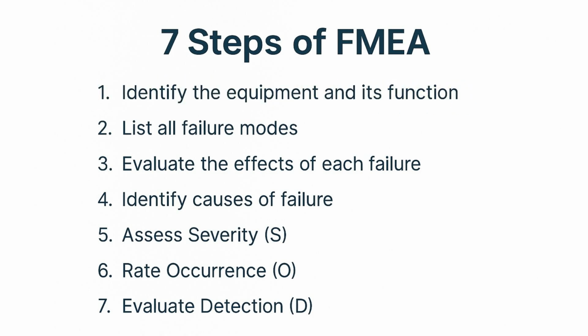Second, we will list down all the failure modes of that asset by asking ourselves or the maintenance team how this machine can fail. How many types of failure modes does this machine have? And the third one: once we identify the failure modes, we will be evaluating the impact or the effect of each failure mode. Then we move towards the fourth one.